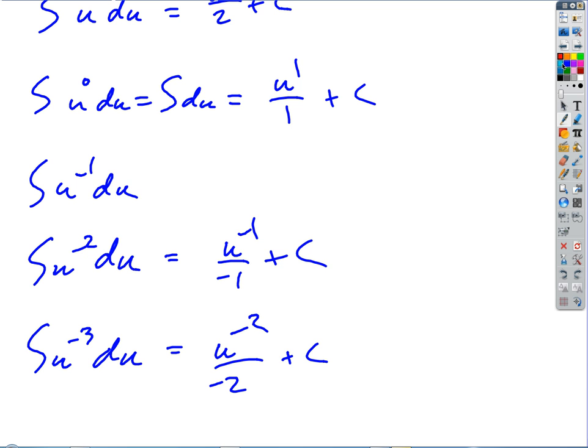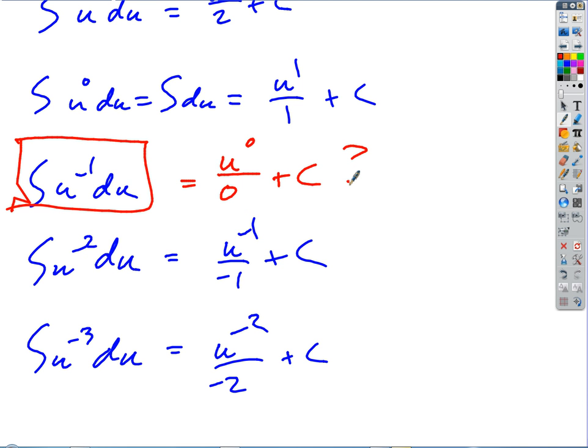But what about this guy? What about this lonely soul right here? What does the power rule predict for that? U to the 0 over 0. Whoa, red lights, red flags, sirens. We can't do that, right? U to the 0 over 0. Okay. That is a fail. It didn't work. Power rule broke down there.